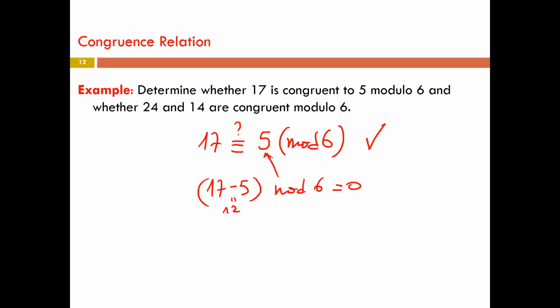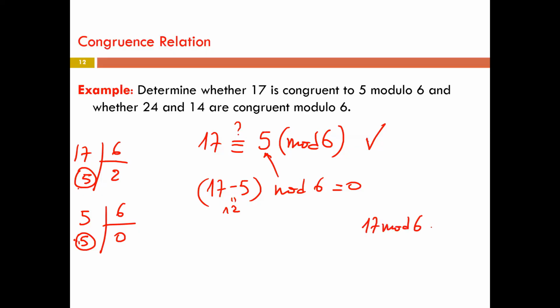What does congruent mean? Congruence means that if you divide 17 by 6, you get 2 with remainder 5. If you divide 5 by 6, you get 0 with remainder 5. So they have the same remainder when you divide by 6. This is another characterization: 17 mod 6 is the same as 5 mod 6. If this is true, then they are congruent modulo 6.